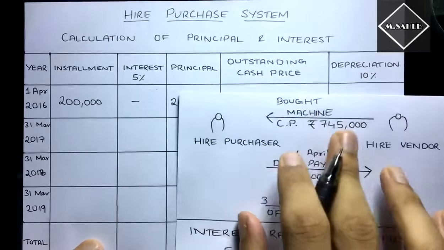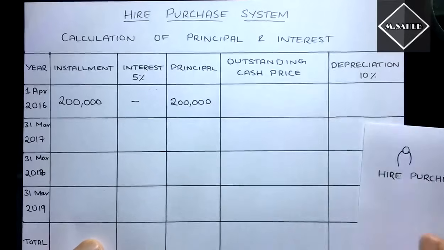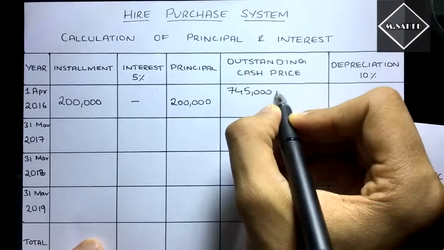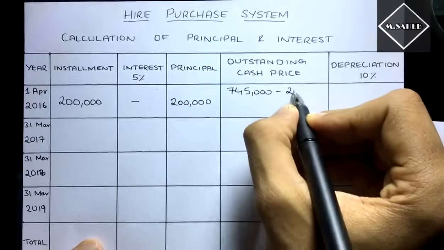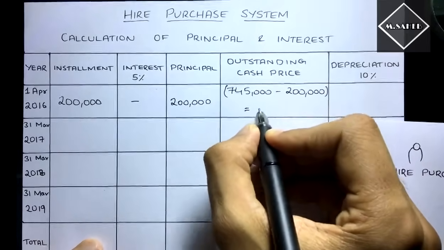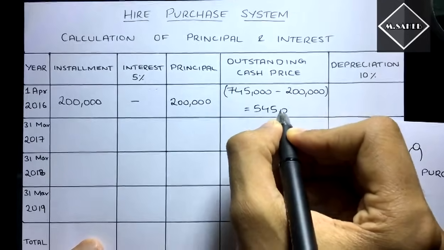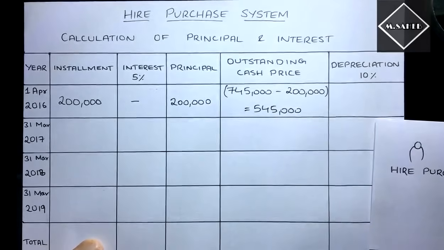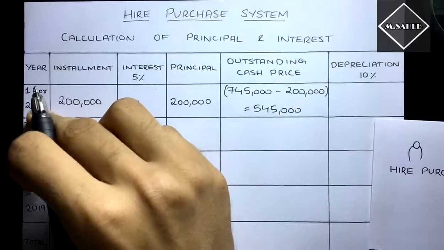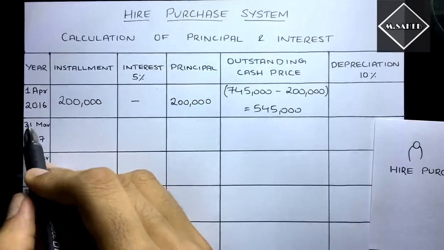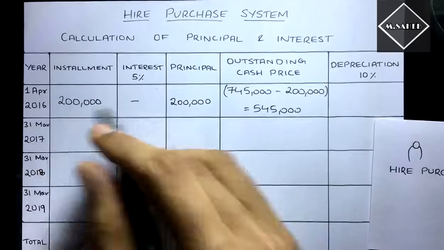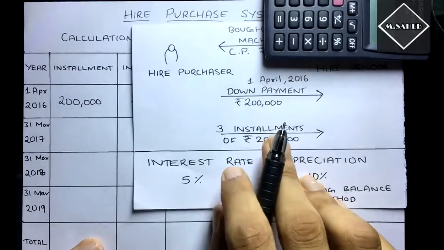And then the cash price of the machine is 7,45,000. So you have to take that over here, 7,45,000, and then deduct the principal amount, that is 2 lakh. So 7,45,000 minus 2 lakh is equal to 5,45,000. And then you go to the end of this year, 2016-17. This was April, this is 31st March. So at the end of the year, an installment became due of 2 lakh.